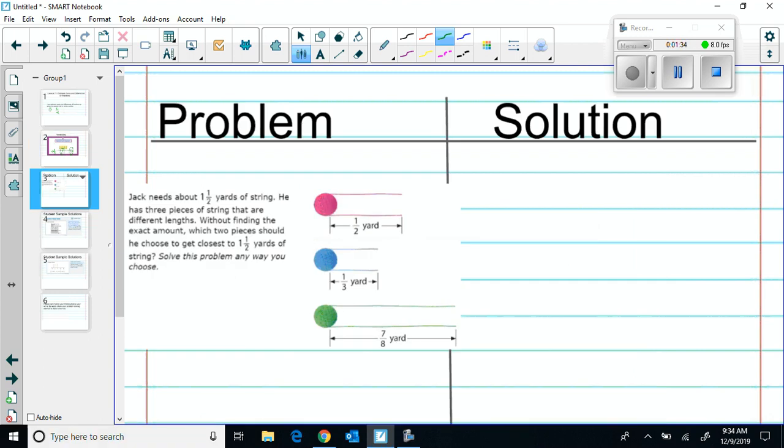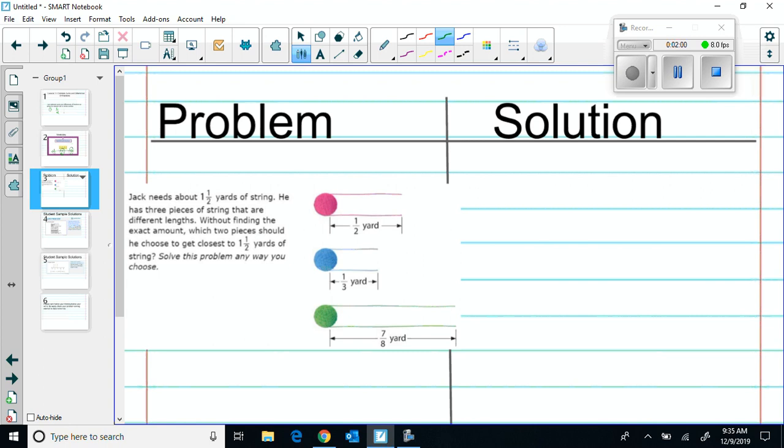So on your solve and share this evening, your problem is Jack needs about 1.5 yards of string. He has 3 pieces of string that are different lengths. Without finding the exact amount, which 2 pieces should he choose to get closest to 1.5 yards of string? Solve this problem any way you choose.